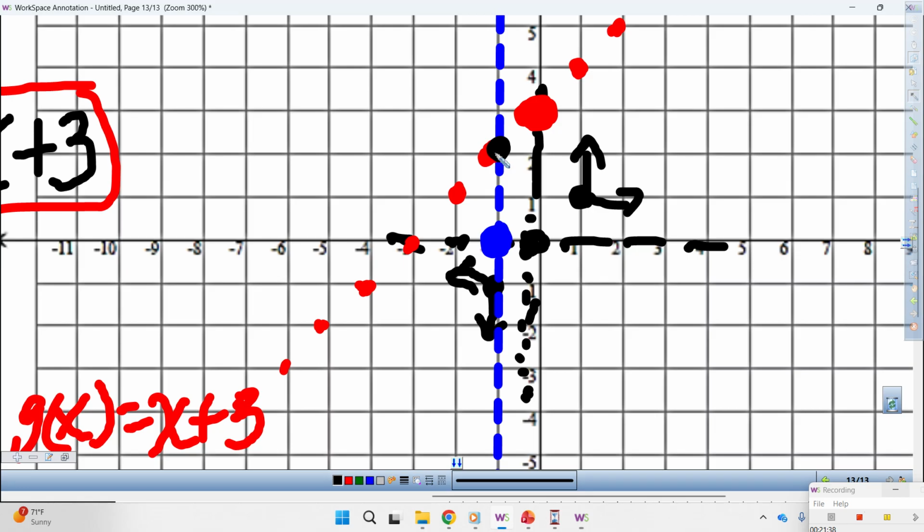So, where do I place my point? Well, we place it 1 up, 1 to the right. How about over here? 1 down and 1 to the left. You guys see it? I did 1 down and I went diagonally like this.